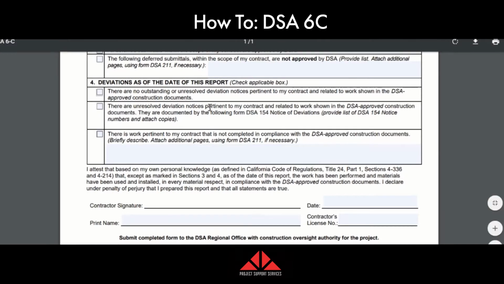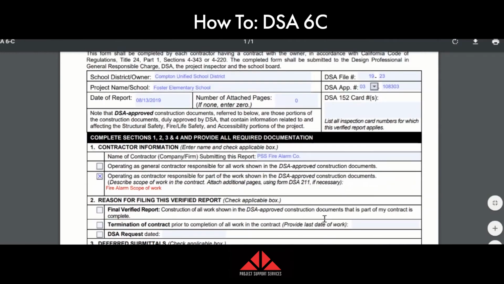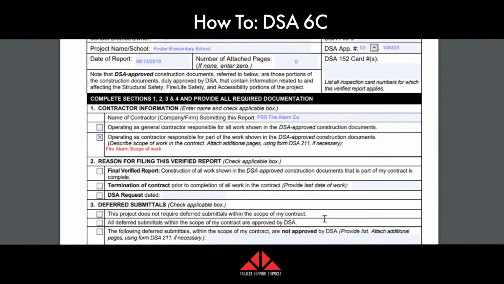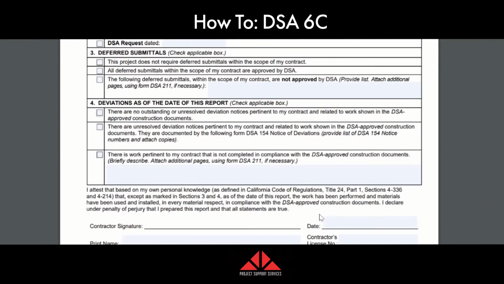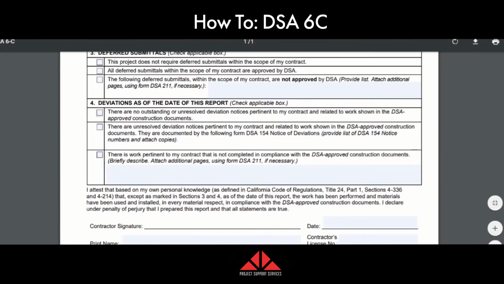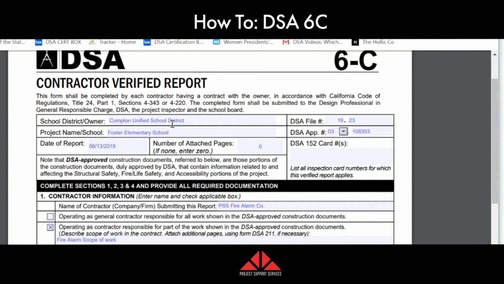So once you're done with that, you're going to sign this document, date it, print your name, and put your contractor's license. So that's how you would pretty much complete the form. The next step I'm going to show you is how to upload it to the box. So now I'm done with my DSA 6C. I need to save it and then upload it to the box.